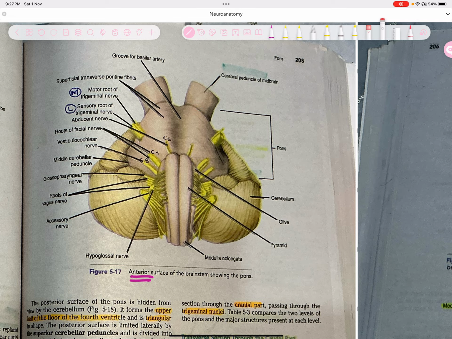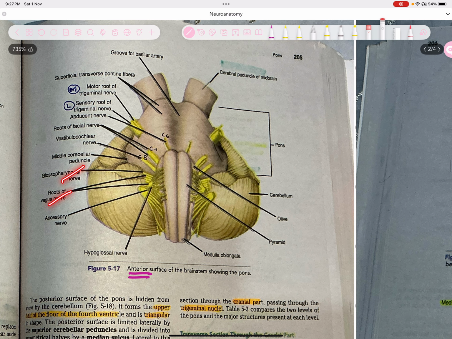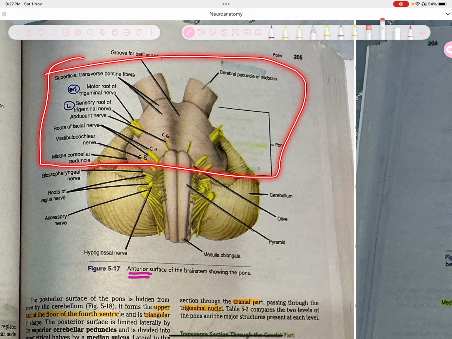This is pons. This is medulla, and we've already covered medulla, where I told you that you have your glossopharyngeal, vagus, accessory, which arise from the groove between your olives and your inferior cerebellar peduncle, and then you had the hypoglossal nerve, which arises from the groove between your pyramids and the olives. I'm sure you remember that. So these were the nerves there. You do not need to focus on them right now. You just need to focus on this region, which is the pons.